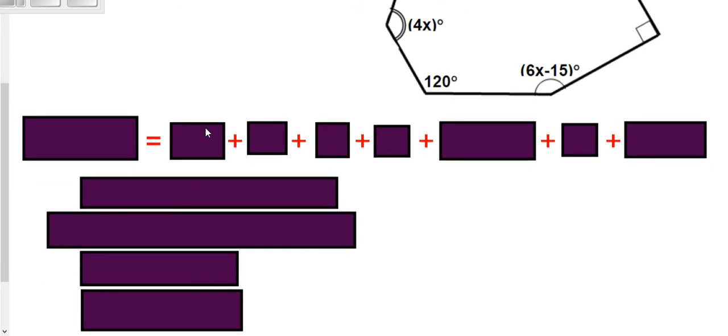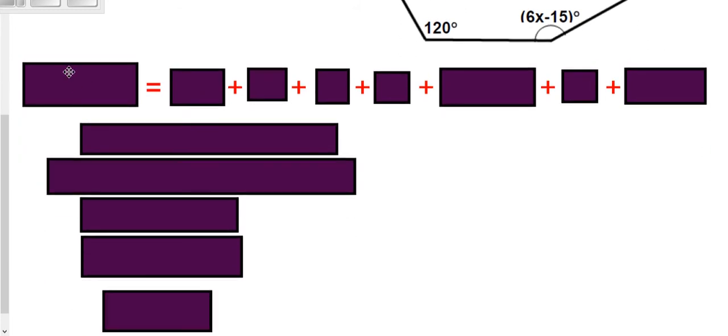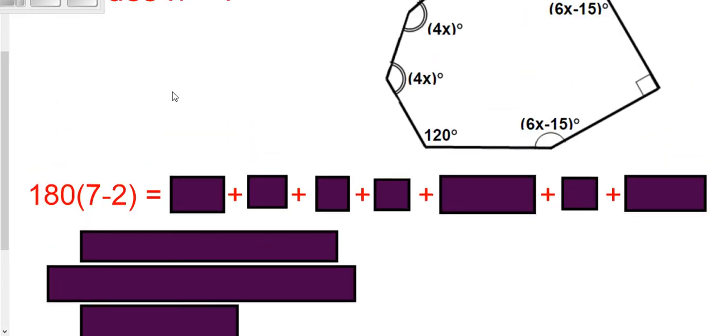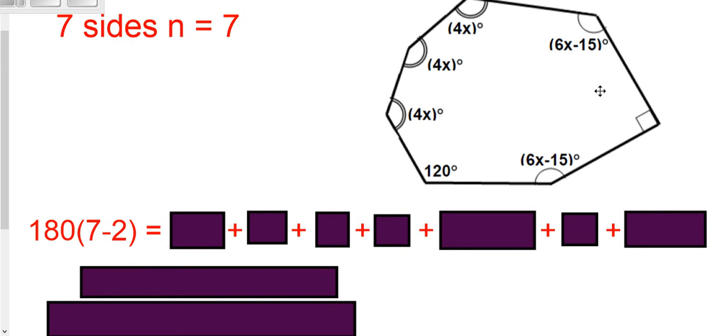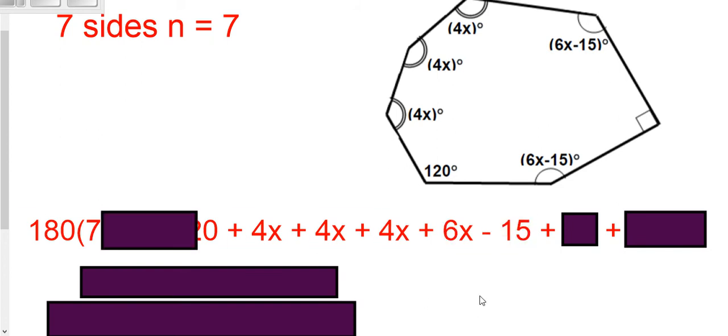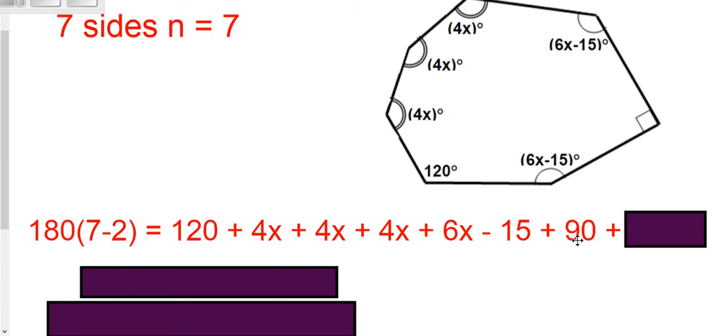Let's see. So we got 7 sides, so the sum of all those angles should add up to 180 times 7 minus 2. And what do we got? If we add up all these angles here, put it in our equation, I started with the 120, probably going around clockwise, then a 4x, another 4x, another 4x, and then the 6x minus 15. And then the 90-degree angle here, don't forget that one. And then another 6x minus 15.